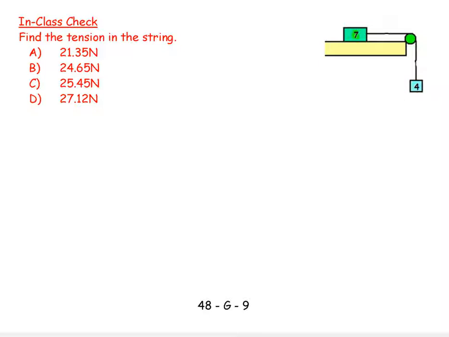This is the classic. It's what's called a connected mass problem. And what we have is a block which is, in this case, sitting on a table, and it's a smooth table. There's no information saying anything else. And then we have a piece of string connecting it across a massless, frictionless pulley. And we have a 4 kilogram load hanging from this string.